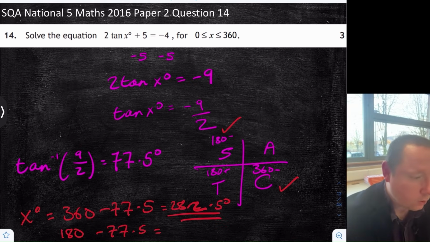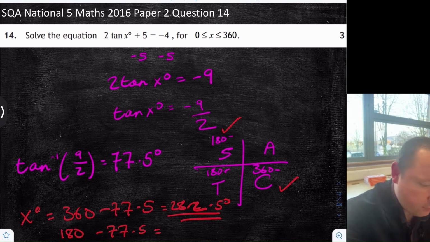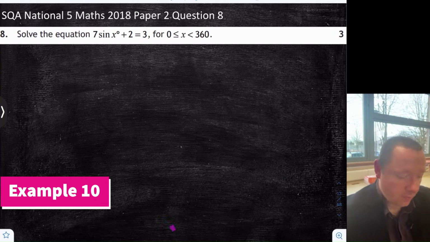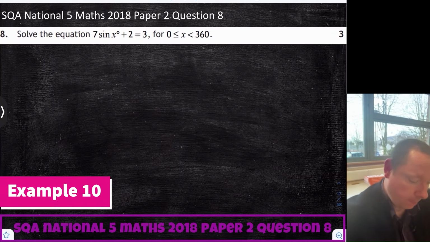And for the second one, 180 minus 77.5 is 102.5. Just double check, it's between 0 and 360. Yep, so we're done. SQA National 5 Maths 2018, Paper 2, Question 8.